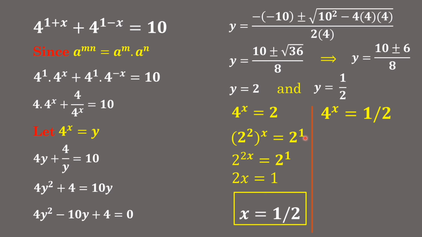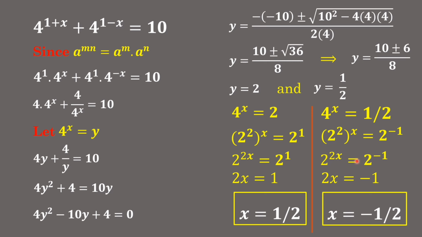Again dealing in the same manner, 4 can be written as 2 power 2, and then 2 power 2x is equal to 2 power minus 1. So from here 2x is equal to minus 1, and that gives x is equal to minus 1 by 2. There are two values of x which are 1 by 2 and minus 1 by 2, and these are the answers.